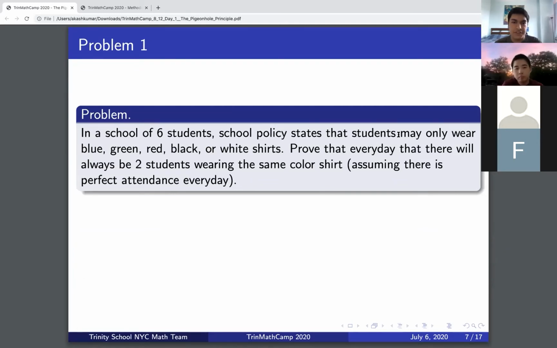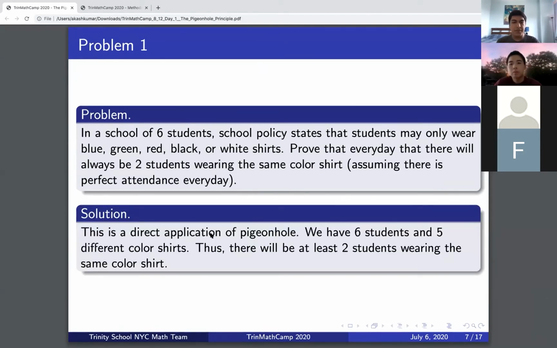So we have a school of 6 students, and the school policy states that students can only wear blue, green, red, black, or white shirts. And you want to prove that every day there will be at least 2 students wearing the same color shirt. So this is straight up applying Pigeonhole. We have 6 students and 5 different colored shirts. So therefore, there are going to be at least 2 students wearing the same colored shirt.